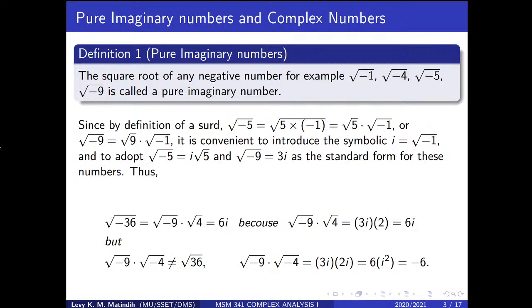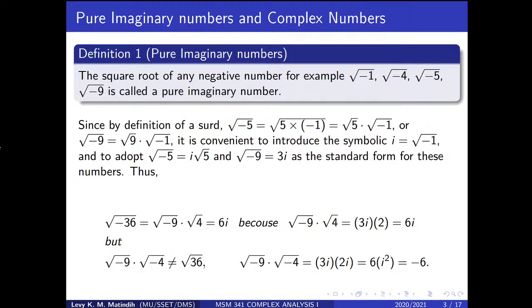So now, let's start by asking, when do we call a number a pure imaginary number? Now, let's first look at this number. If you look at the square root of negative numbers, for example, the square root of -1, the square root of -4, the square root of -5, including the square root of -9. These are just a few. These numbers, we call them pure imaginary numbers.